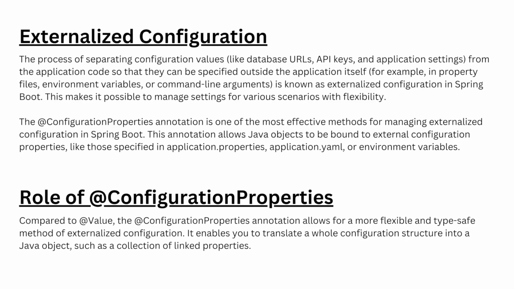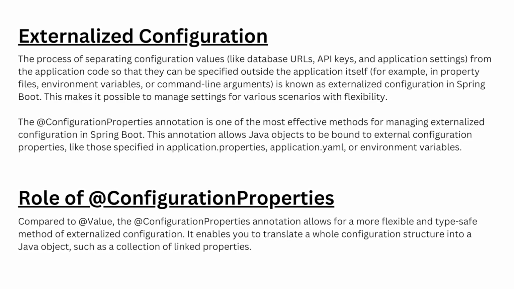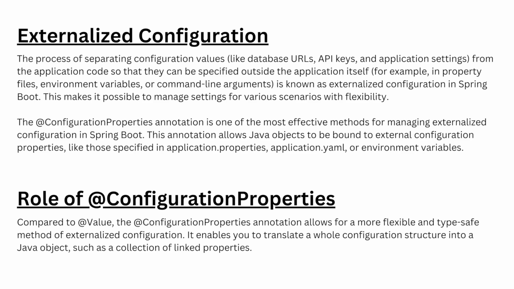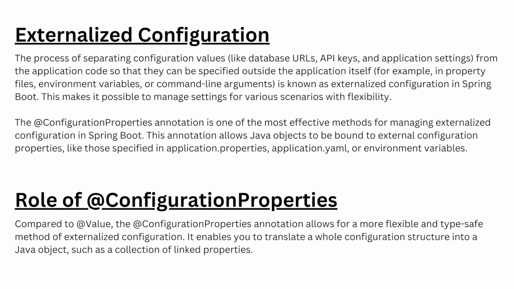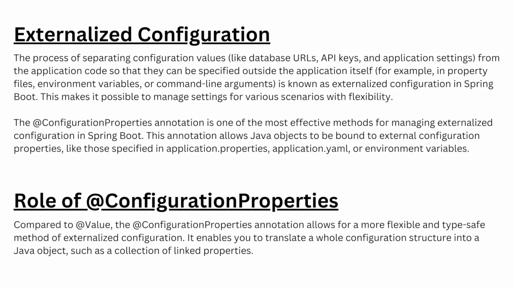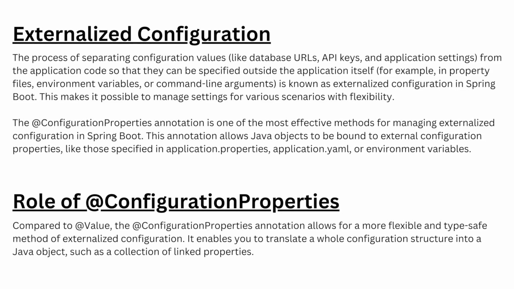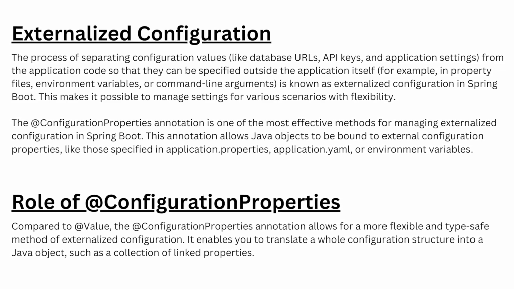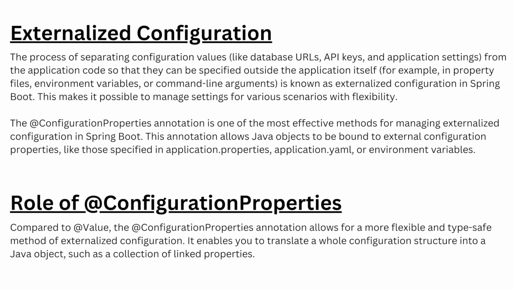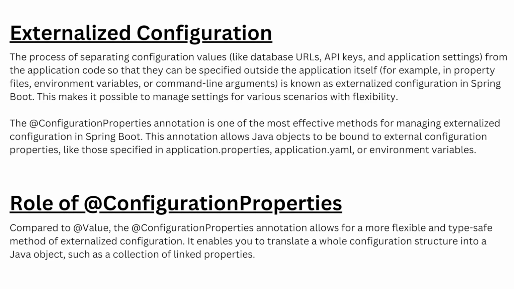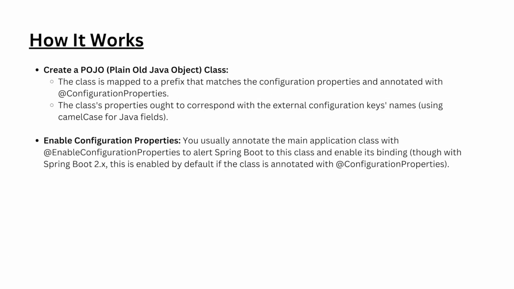One of the most powerful ways to manage externalized configuration in Spring Boot is using the ConfigurationProperties annotation. This annotation binds external configuration properties like your application.properties to Java objects. This annotation enables a more type safe and flexible approach to externalized configuration. This allows you to map an entire configuration structure into a Java object. Now how does it work?